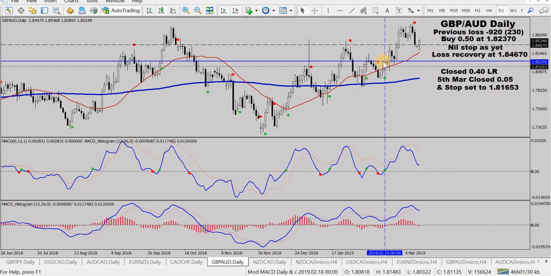Pound Aussie in a buy back here, from mid-February. Went up, went through my loss recovery level, closed out, rolled over. I closed on the 5th of March last week. I closed another half of that remaining 0.1 and set a stop, which is now down here. I could probably move that stop up, but the fast MACD will probably take me out before the stop does, depending on what happens. When we look at the news, I'll tell you what's going on with the pound.